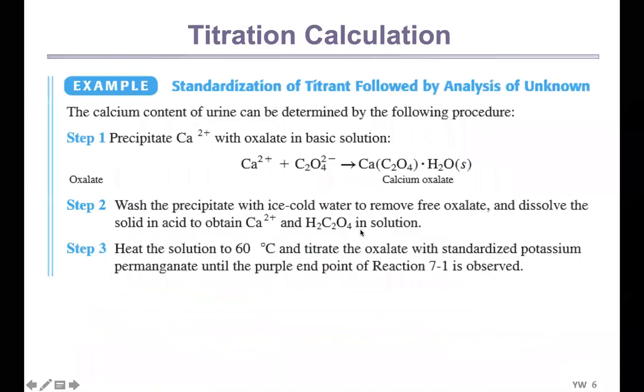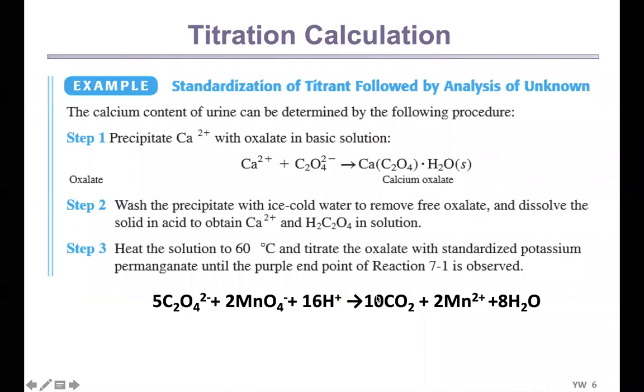And we're going to do an example here. For this example, it's for analyzing the calcium content in urine. And this includes 2 steps. The first one is standardization of the titrant. The second one is analysis of the unknown.